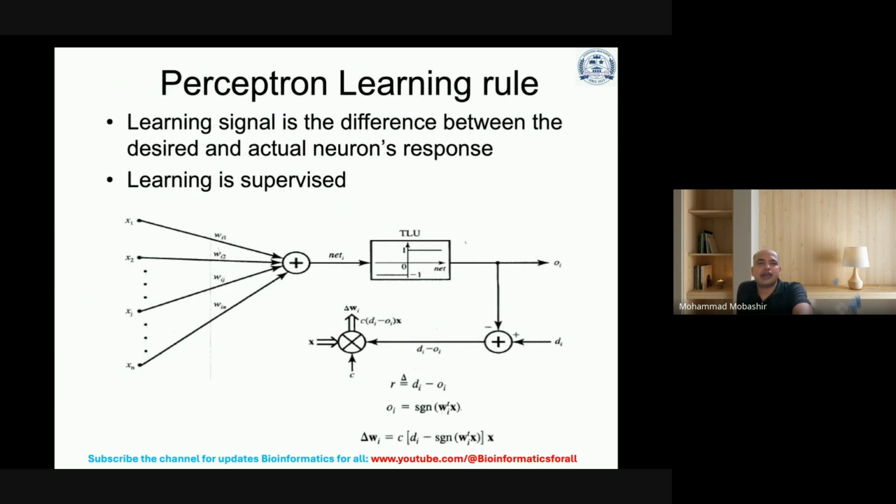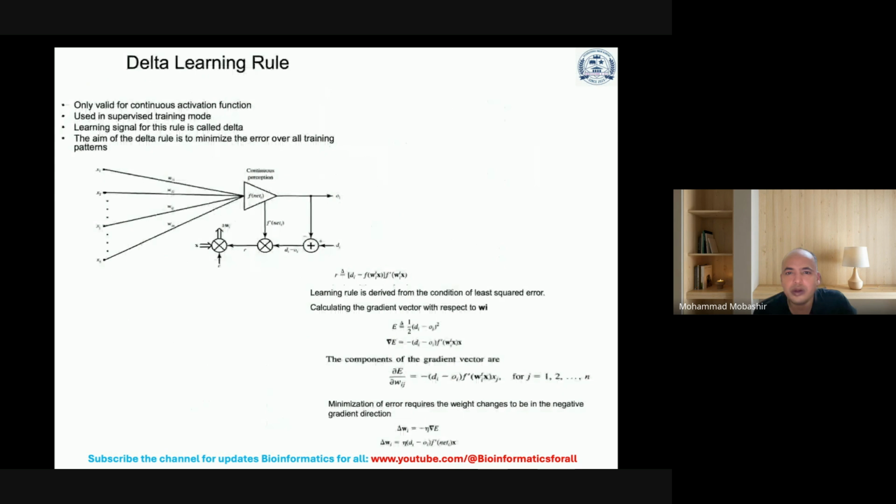You can understand. Then perceptron learning rules. The learning signal is the difference between the desired and actual neuron's response. Learning is supervised here. Now, these are some of the examples. Then next is the delta learning rule, only valid for continuous activation function, used in supervised training mode. The learning signal for this rule is called delta. The aim of the delta rule is to minimize the error over all training patterns.